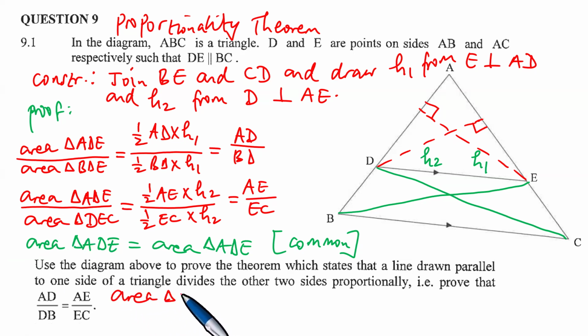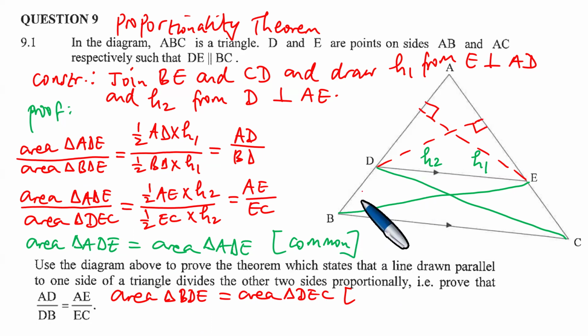Area of triangle BDE equals area of triangle DEC. And therefore, what we have here is: the area of triangle BDE is also equal to the area of triangle DEC. Why are they equal? Because they have the same base.